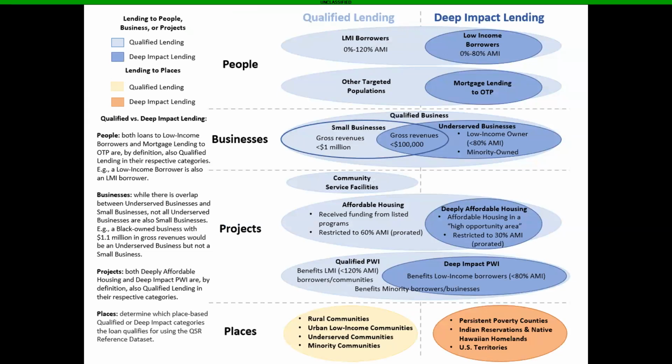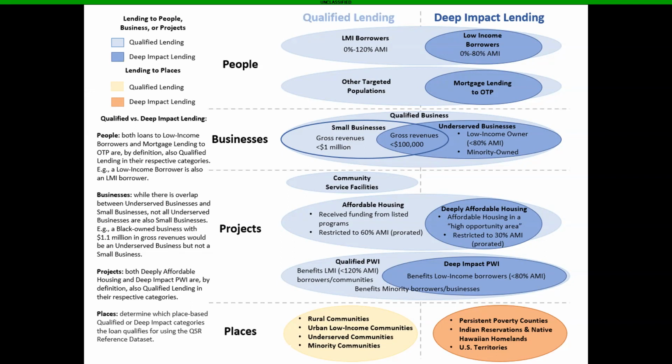So first, I'd just like to go over the qualified and deep impact lending categories. We can see if you look across the rows in the figure, there are loans to people, businesses, and projects. And then there are also place-based categories that a loan can qualify under. A loan does not have to qualify under a people category, for example, to also be considered for place-based categories. It can only qualify because it's in a rural community, or it can only qualify if it's to an LMI borrower, or it can be both.